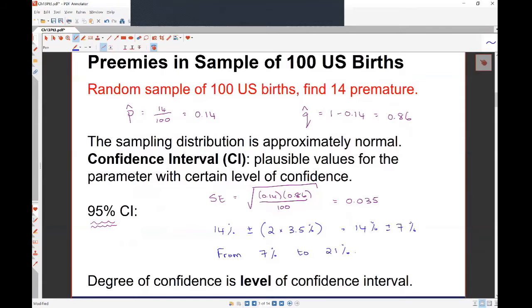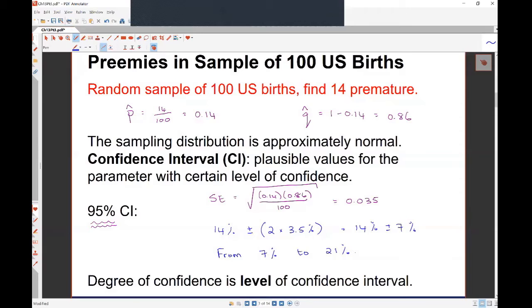And that level of confidence, the 95%, we also refer to that as the degree of confidence. That is a number that tells us how confident we are that the population parameter, or the population proportion in this case, is inside the confidence interval range that we have constructed.